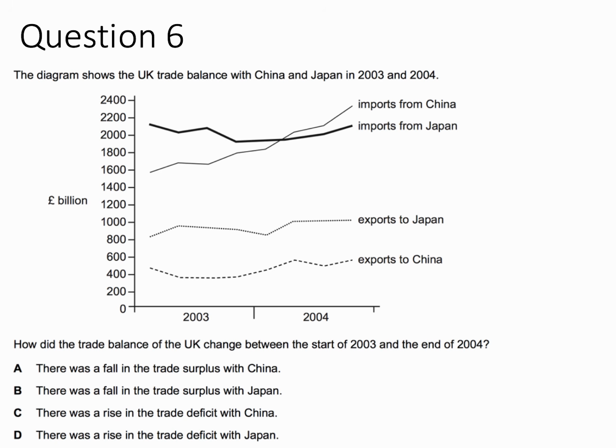Here we go. The diagram shows the UK trade balance with China and Japan in 2003 and 2004. Here's the question. How did the trade balance of the UK change between the start of 2003 and the end of 2004? Have a go, press the pause button, have a go. I'll be back in a few seconds.